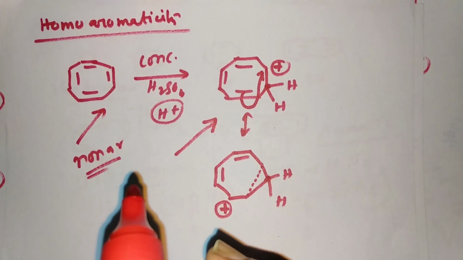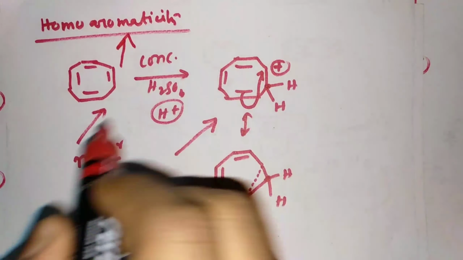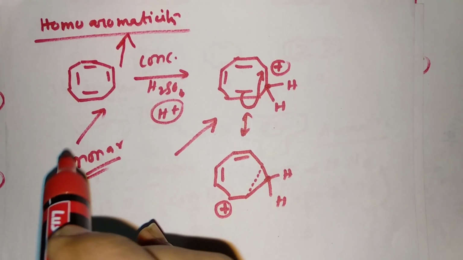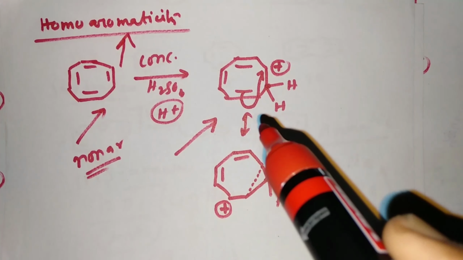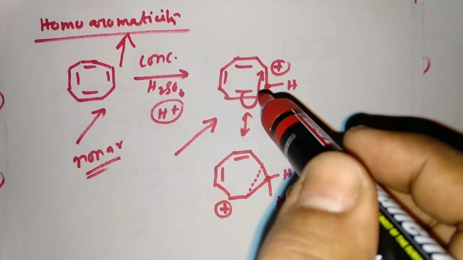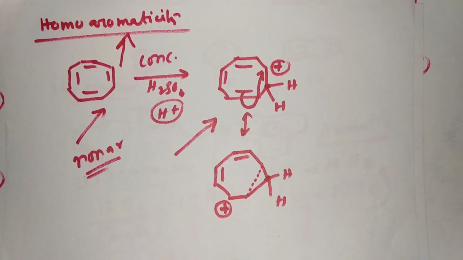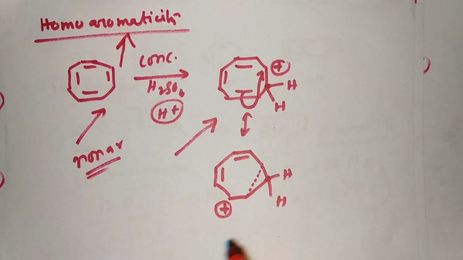Okay, and what factor is responsible for that? The factor is homoaromaticity. Initially the system was not aromatic, but after treating with some kind of reagent the system turns aromatic by bypassing one carbon atom or one atom. That is why the system is homoaromatic. But one important thing is that the stability of a true aromatic system, that is benzene or naphthalene, is much more stable than the homoaromatic system. So this is not as stable as benzene, although both are aromatic.